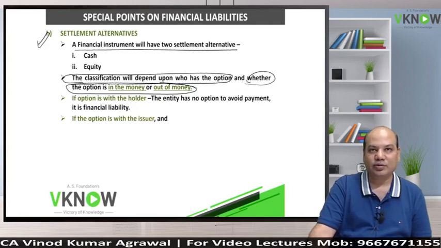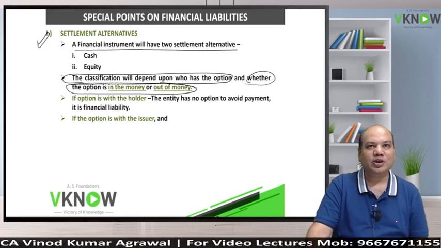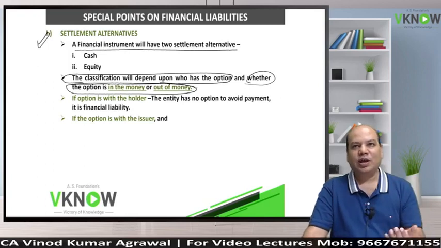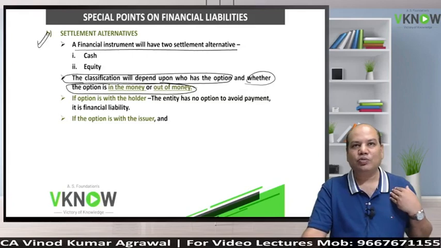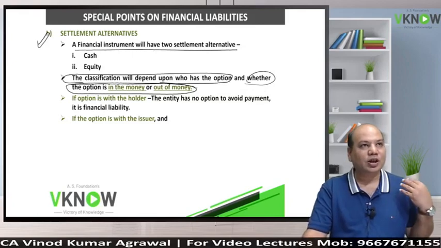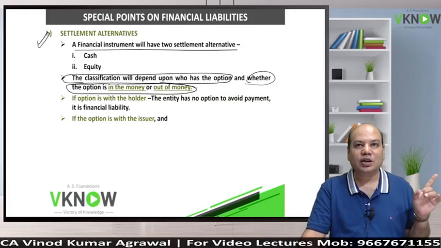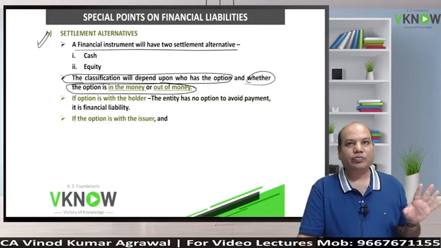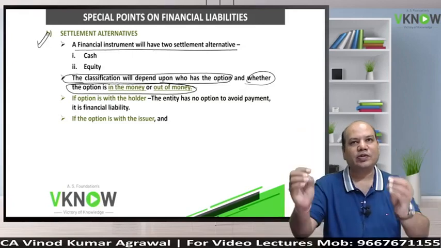is with the holder, he can ask for cash, and as an entity I have no alternative but to settle it in cash. I cannot avoid cash. Can I avoid cash? If I have issued an optionally convertible debenture, the holder has the option. I don't know what he will ask, but I know that he can ask for cash also, and if he asks for cash, I cannot avoid it. The standard says that portion will be treated as a liability.